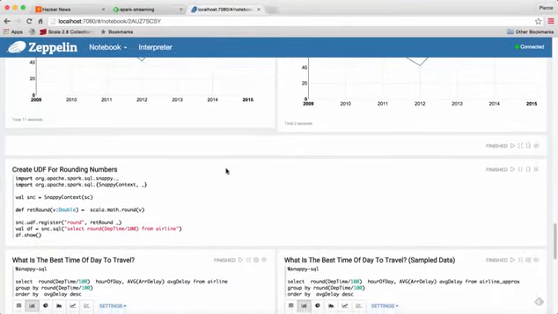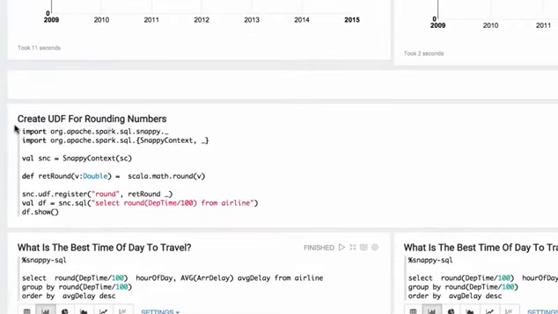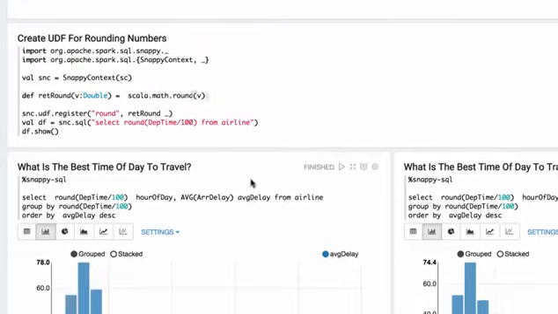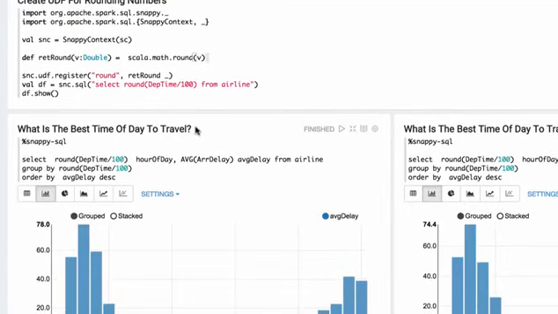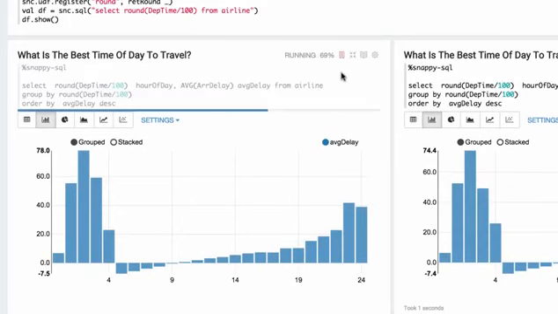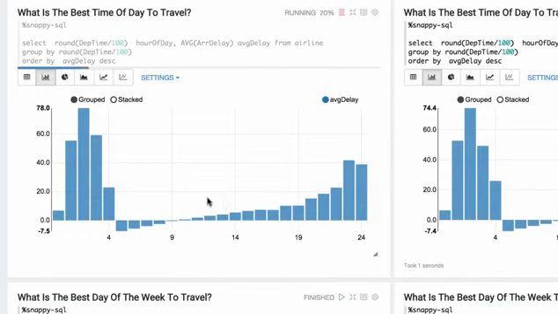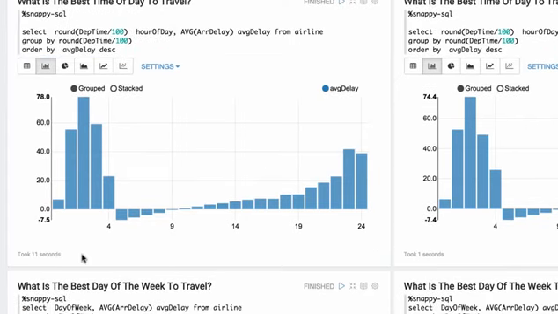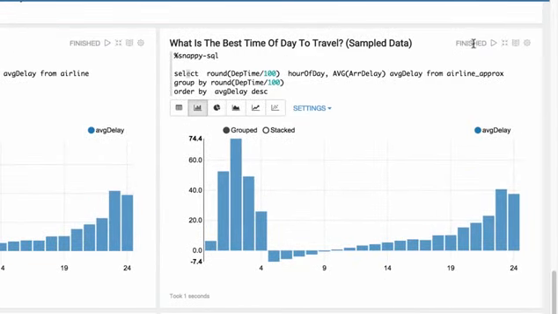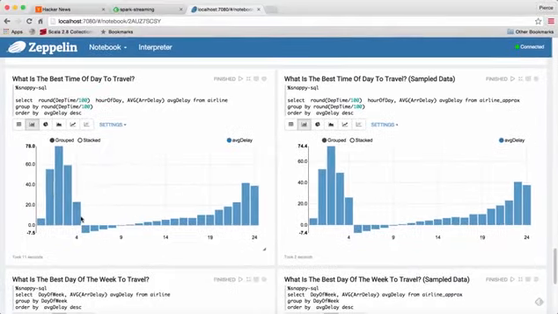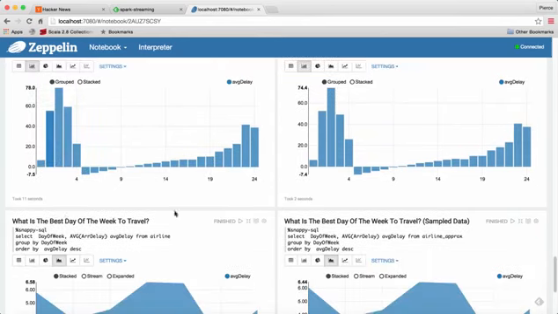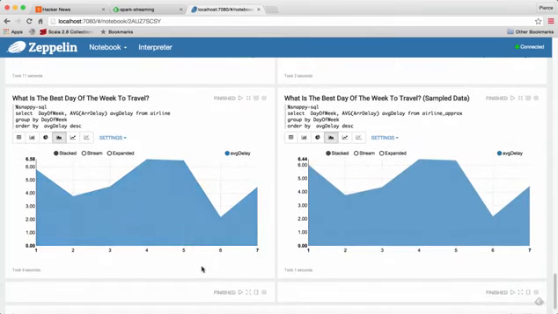And so in the next example here, we have a user-defined function that we created, and what we're going to use it to determine is the best time of day to travel. So we're going to run that over the exact data. Again, this is going over all 40 million records. And once again, takes about 11 seconds. Going to use the same query here on the sample data, and it's about 2 seconds again. And if you look at the two graphs, they're pretty much identical. And as you can see, this kind of goes on and follows the same pattern.